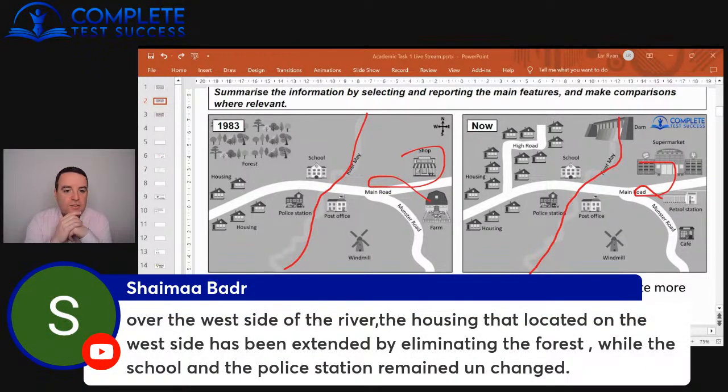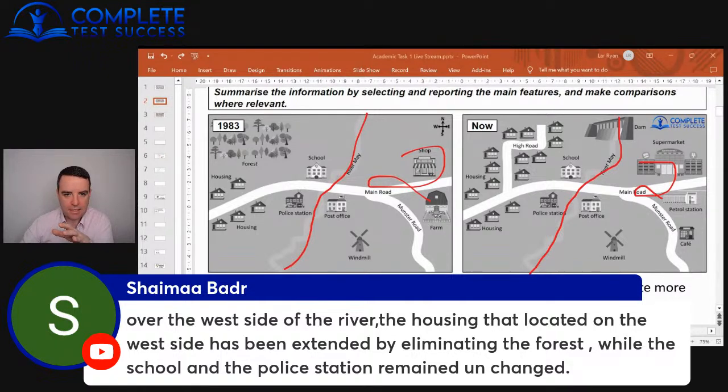Over the west, so we would say on the west side of the river, the housing that was located on the west side has been extended by removing the forest, while the school and police station remained unchanged. Can you describe more accurately where the forest was, where the police station, where the school are? Describe where they are more accurately.